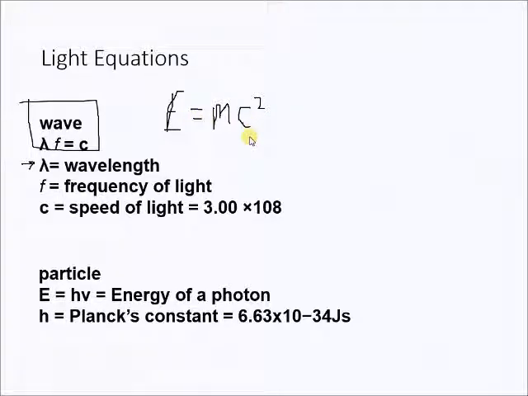A lot of people don't actually understand what the parts mean, but as you can see, C stands for the speed of light. This should be a superscript, 10 to the 8th. That's an approximation. It's actually like 2.99 and a bunch more, depending on how many significant figures you want. But we're just going to use 3.00 times 10 to the 8th for our speed of light.